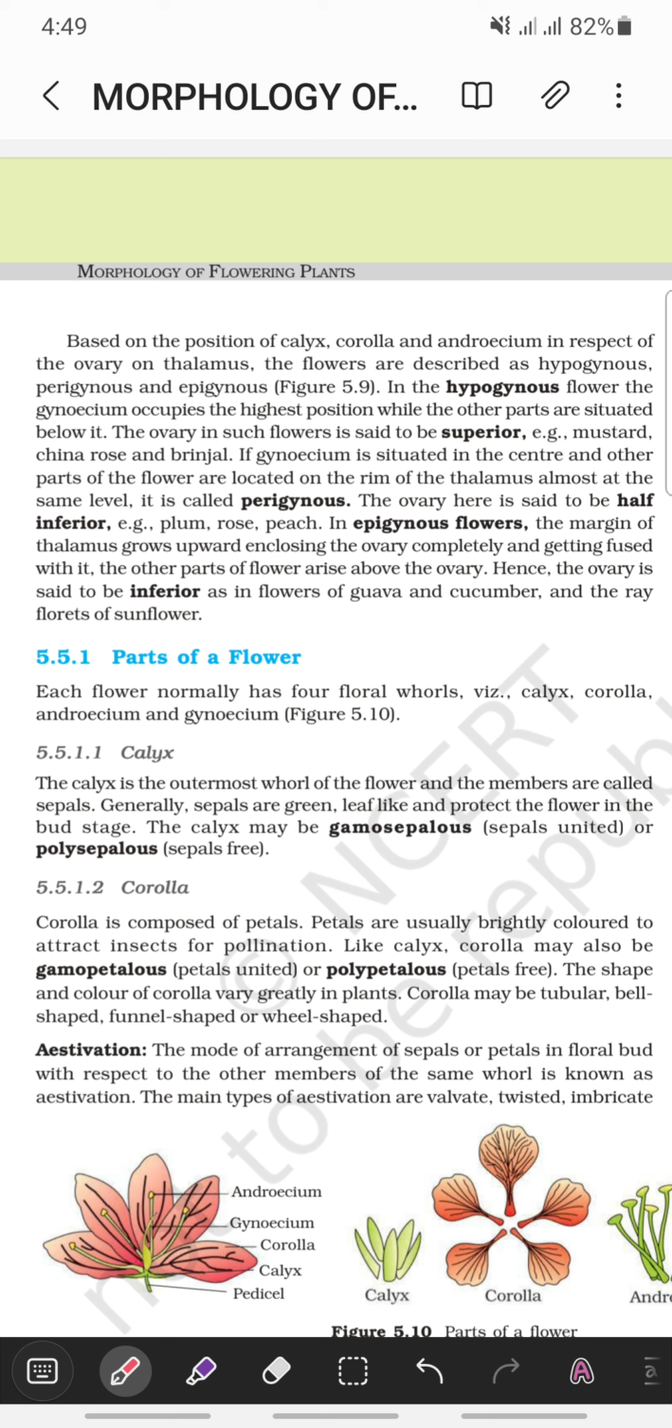In the hypogynous flower, the gynoecium occupies the highest position, while the other parts are situated below it. The ovary in such flowers is said to be superior. Example: mustard, China rose, and brinjal.